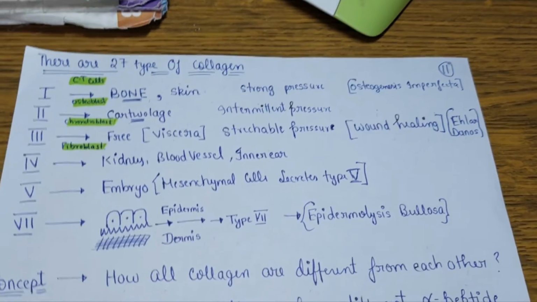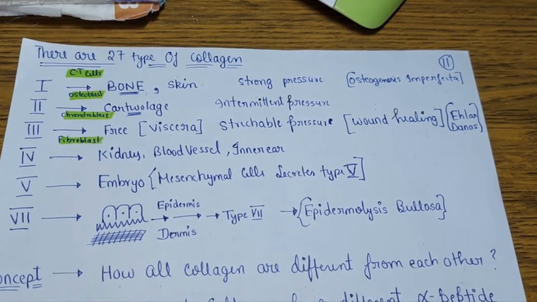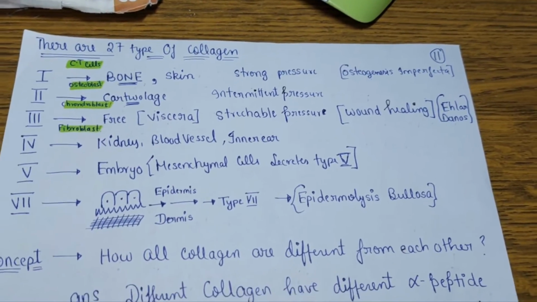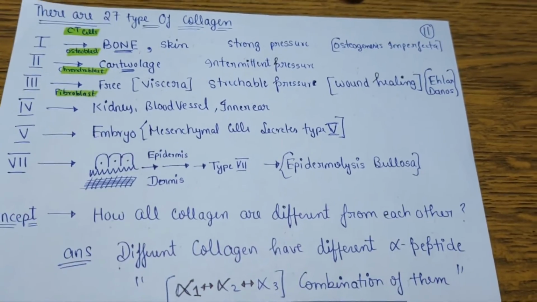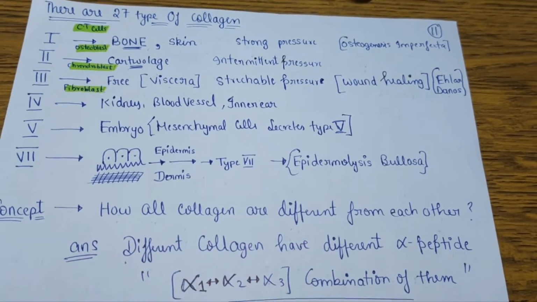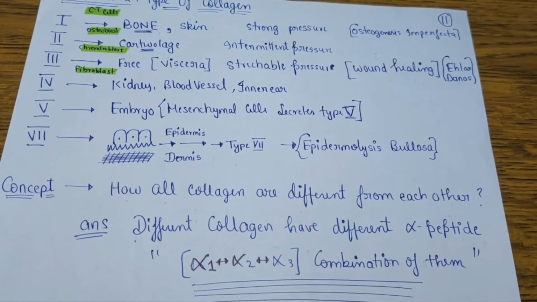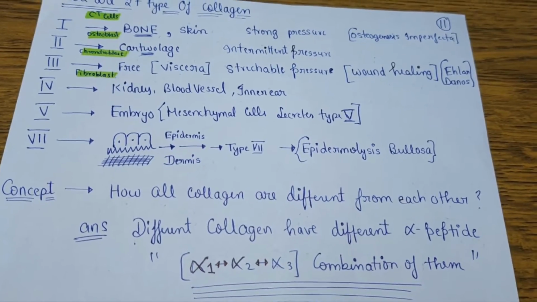So there are 27 types of collagen. Out of that, we are going to discuss around 6 of them. That is 1, 2, 3, 4, 5 and 7 collagen. So the thing we have to remember is how all collagens are different from each other. This means that different collagens have different alpha peptides or combinations of them. So I will explain that.